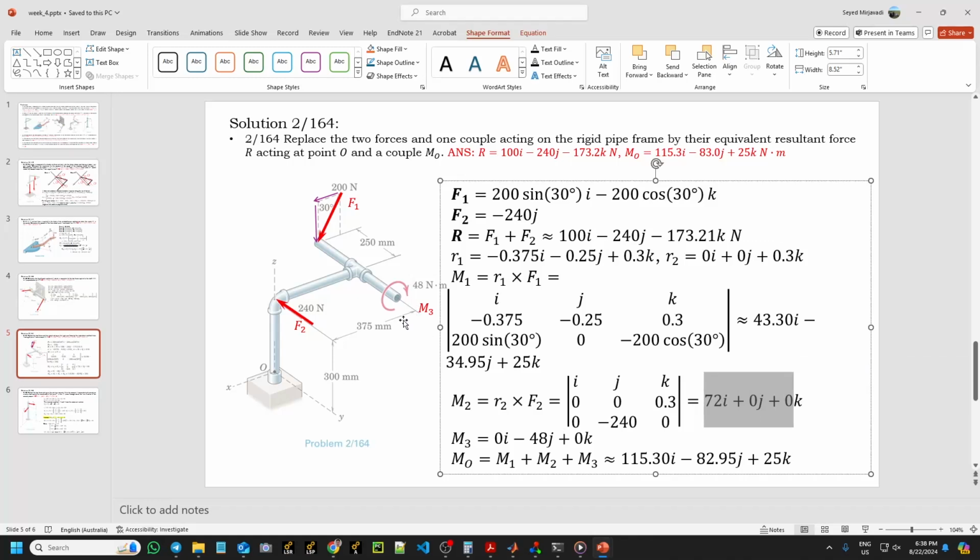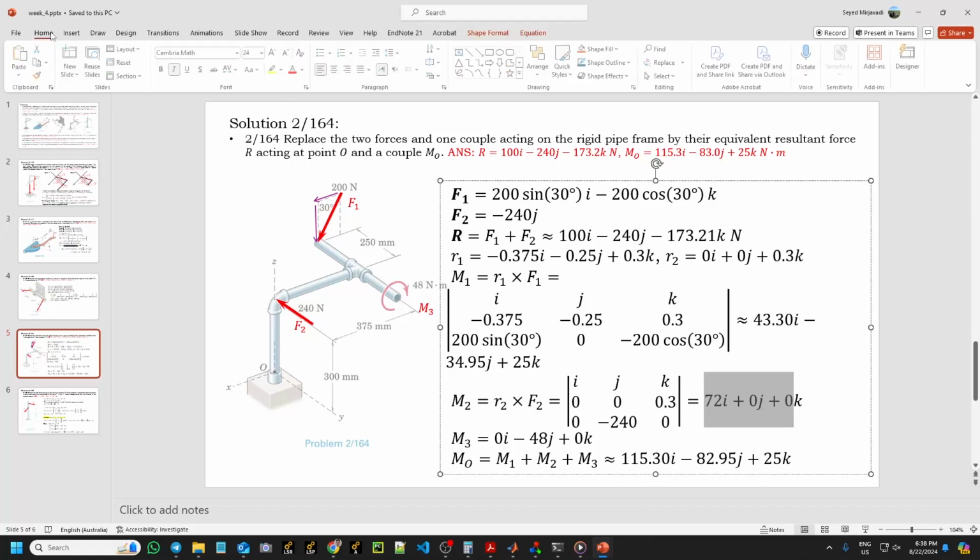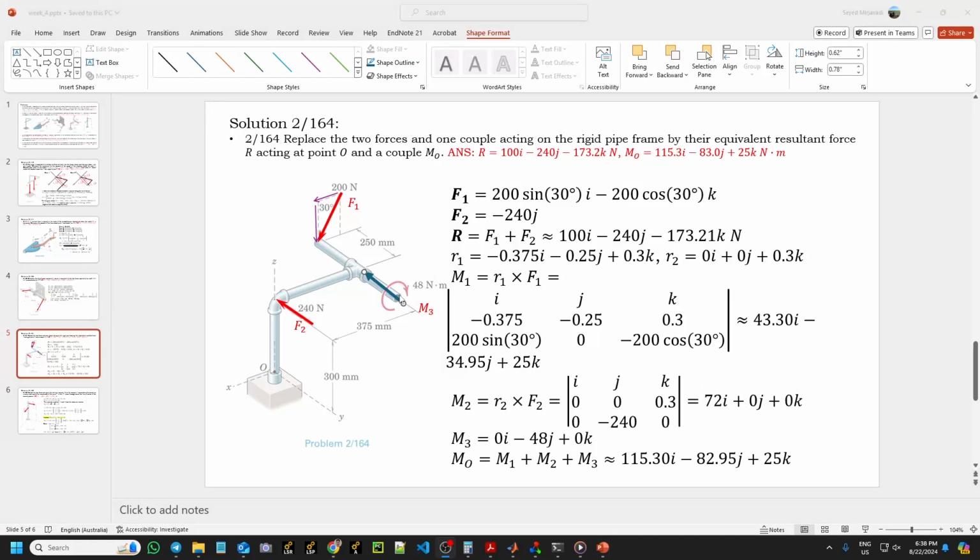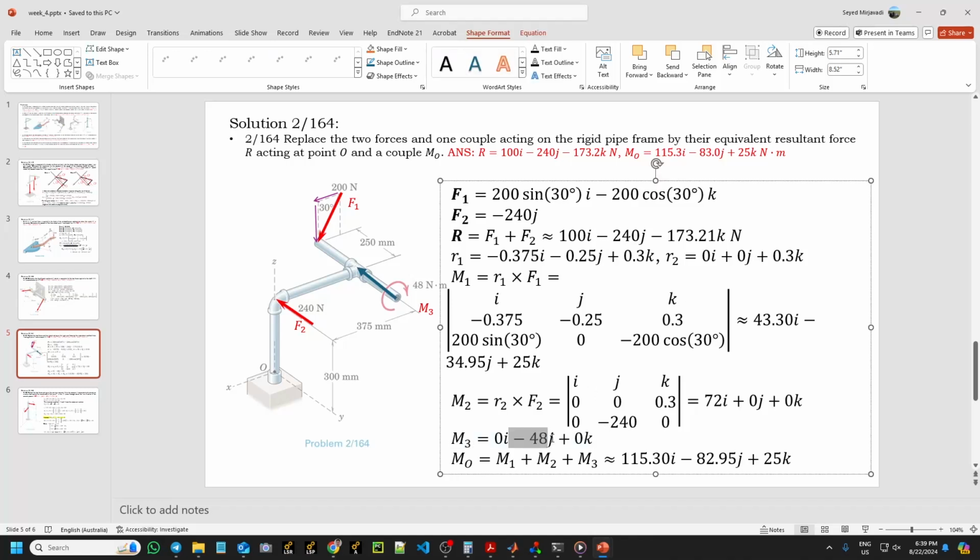And M3, this is acting, you need to remember, you will just use your right hand and you will find out that the direction of this moment is this way. So this is parallel to the Y axis, but it is in the negative direction. So we put negative 48 J.